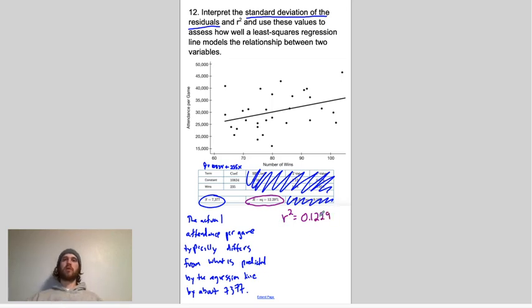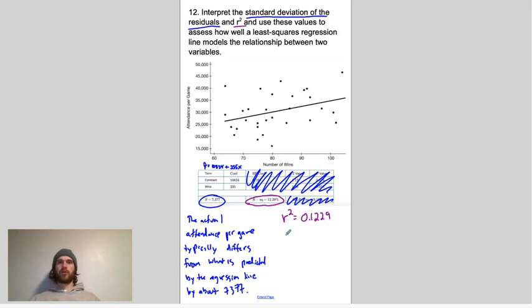You can take the square root of 0.1229 to calculate the correlation coefficient. R squared is known as the coefficient of determination. And it determines whether or not there's a relationship between the two variables and whether or not your model is appropriate. Is your model explaining enough variation?